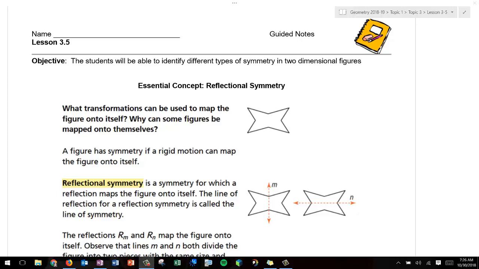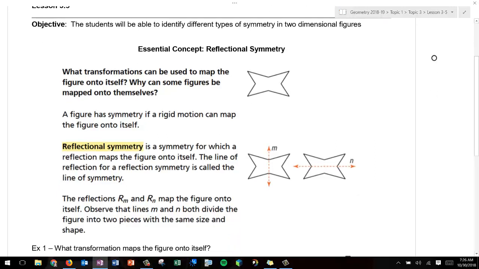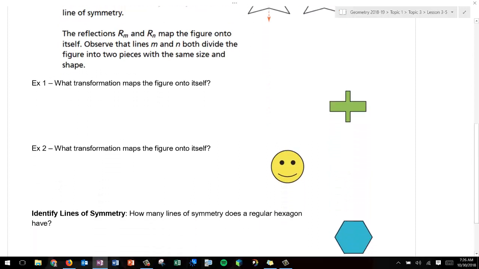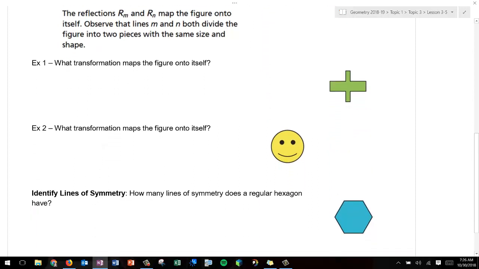It's called reflectional symmetry. They've got all the details here for it, but basically what they're asking is, is there a line you could fold the figure across that would create all of the same points on the left and the right hand side. So they've given us 2 examples with this kind of wonky figure, and I'll let you read all of that information on your own. That's something that I think you're more than capable of doing. But I want to look at 3 examples here when it comes to reflectional symmetry.